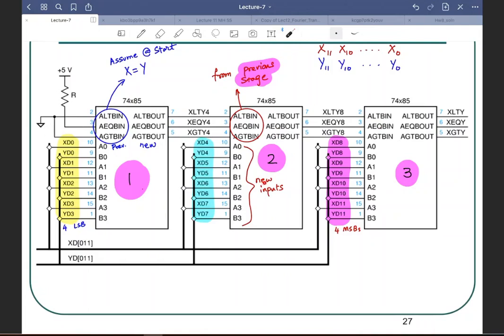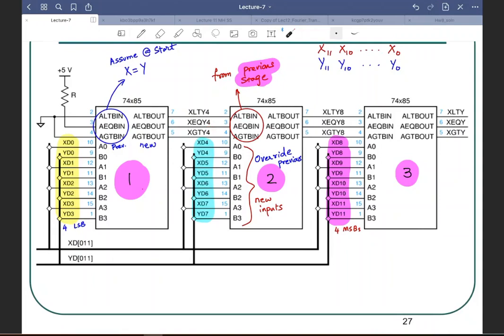So the question is, will the comparison of the new inputs override the previous stage or not? That's exactly what happens. When you compare the new guys, let's say X4 all the way to X7 and Y4 all the way to Y7, based on how they compare, the new outputs will override the previous ones. Suppose based on this comparison, A is less than B. If earlier A was equal to B, then because the new inputs suggested A is less, it will override whatever came from the previous comparison.